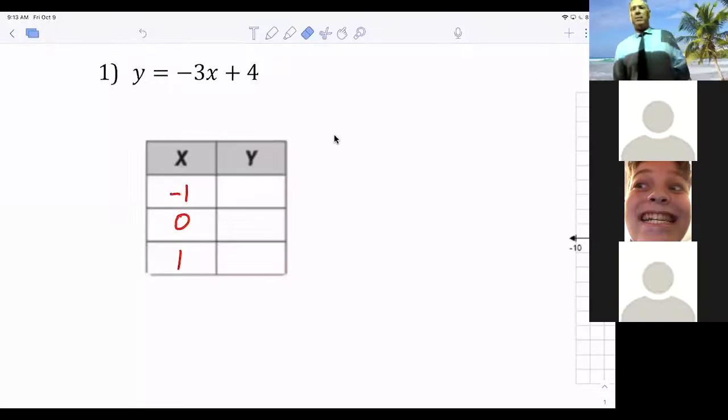Not necessary to type that in, because plugging in -1, 0, and 1 should be relatively easy. I'm just showing you how to use your table. So if I plug -1 in, what did we get? 7, and then a what? 4, and then a 1.